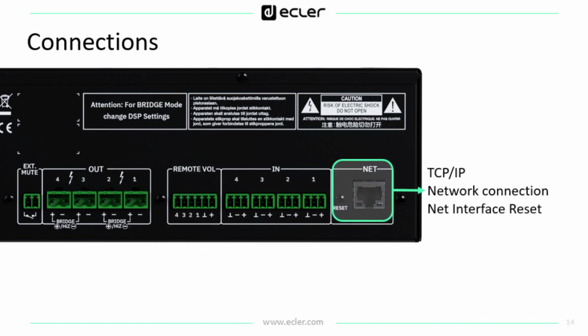And an RJ45 to connect to the network so you can control the unit from the software or with TCP/IP commands from a third-party device. Note that there's a reset button that only restores to factory default the network interface to DHCP. This can be useful if you don't remember the static IP the device was configured with.